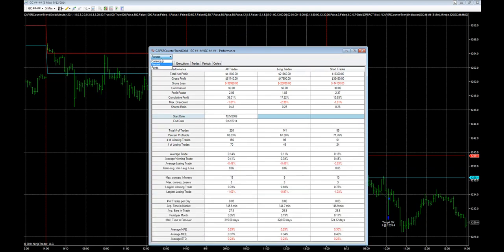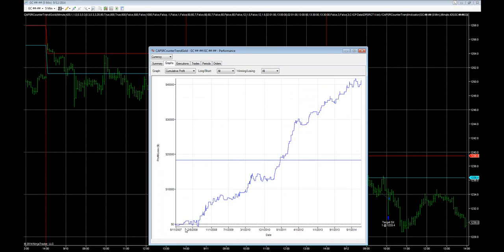And I like to look at it in terms of currency. So let's select the currency. There's 226 trades. They're almost 70% profitable. Average trade profit is $182.21. There is the total net profit. The long trades and short trades have a very good balance of total net profit, even though there are more trades on the long side than there are on the short side.